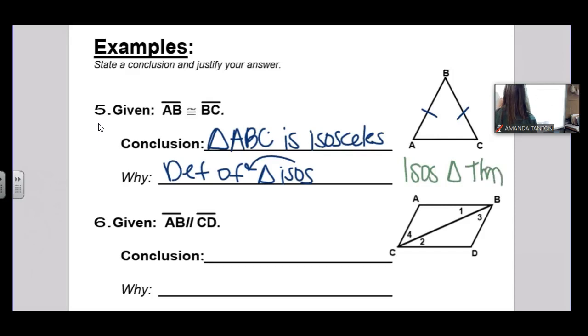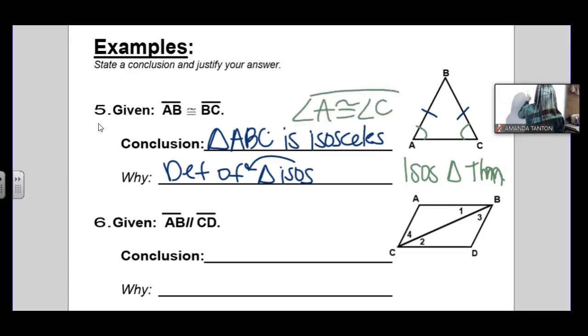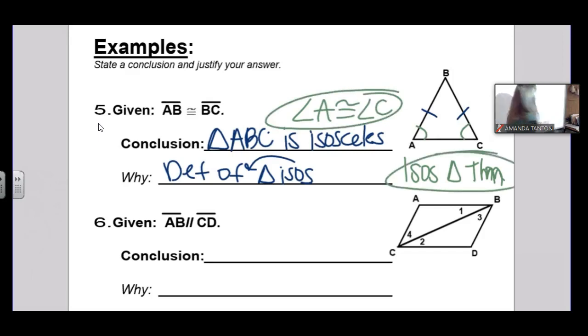Angle A is congruent to angle C. Nice. So the other thing you could conclude is if 2 sides are congruent, the angles opposite are congruent, and that's not a definition, that's the isosceles triangle theorem. So the blue goes with the blue and the green goes with the green. You can't mix them up. You can't say A is congruent to C by definition of isosceles. You can't say it's isosceles by the isosceles triangle theorem. Make sure you don't hybrid those. It's either you answer both blues or you answer both greens.